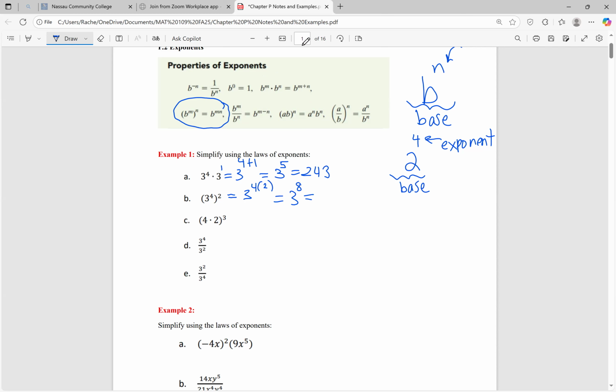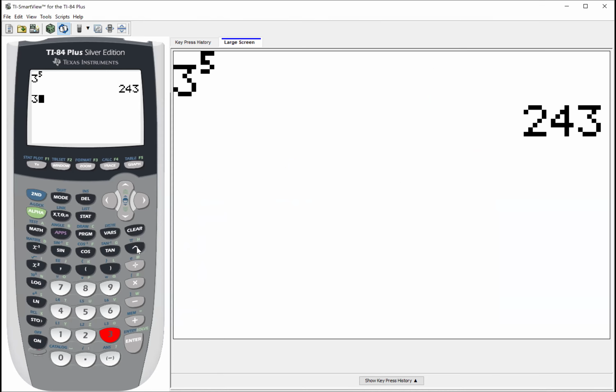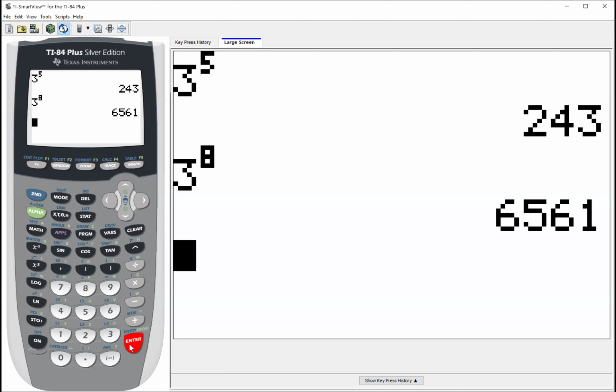And again, we could plug that into the calculator. So let's actually evaluate it just to get practice with the calculator. So we're going to take 3 to the 8th power, and we end up with 6,561.